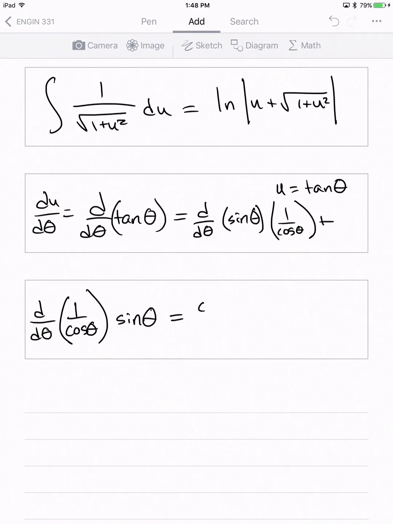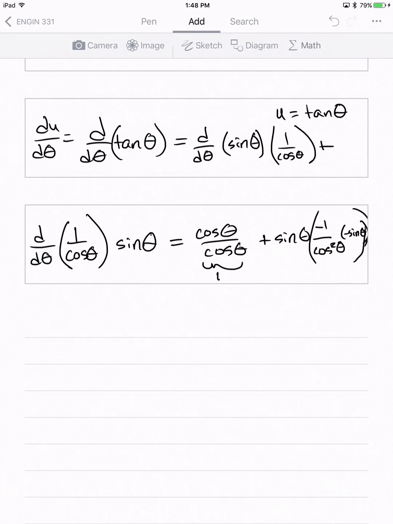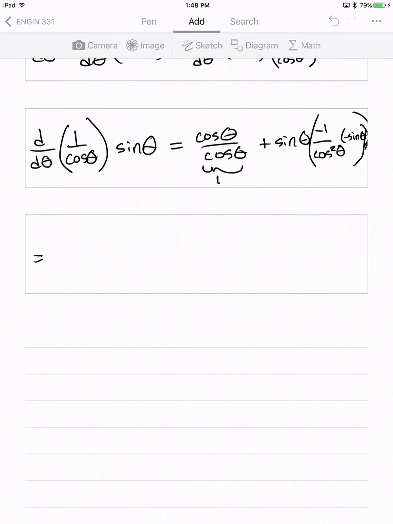Which is equal to, the first term evaluates to cosine theta divided by cosine theta, which is nice because that just becomes 1. And then the second term is equal to sine theta times minus 1 over cosine squared theta times minus sine theta. Am I going to be able to fit my parentheses in there? Yeah, mostly. All right. That whole thing, if you simplify it out, is equal to 1 plus tangent squared theta.